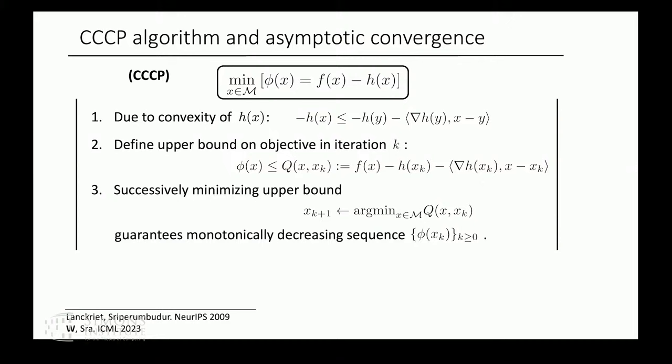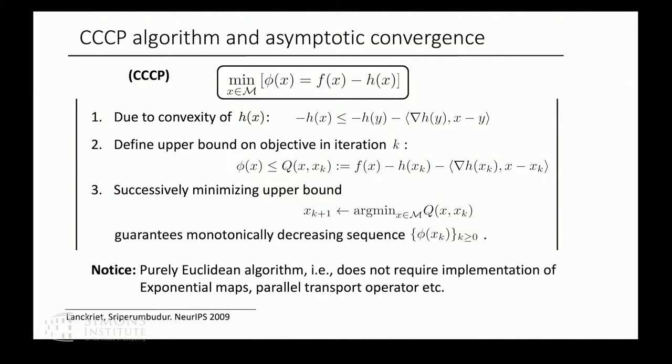So at no point in this algorithm have we used Riemannian tools, right? That's a purely Euclidean algorithm. We don't have to compute Riemannian gradients. We don't have to compute exponential maps or parallel transport operators. So all the sometimes computationally expensive tools that we have to compute in Riemannian optimization, we avoid computing here. It's a purely Euclidean algorithm, so there's no additional overhead.